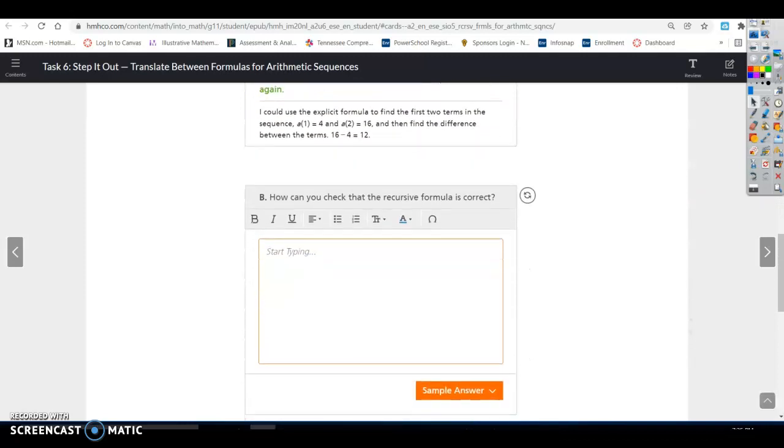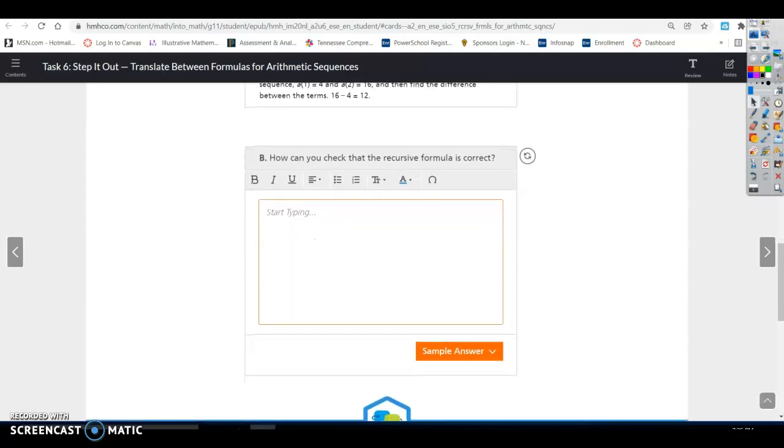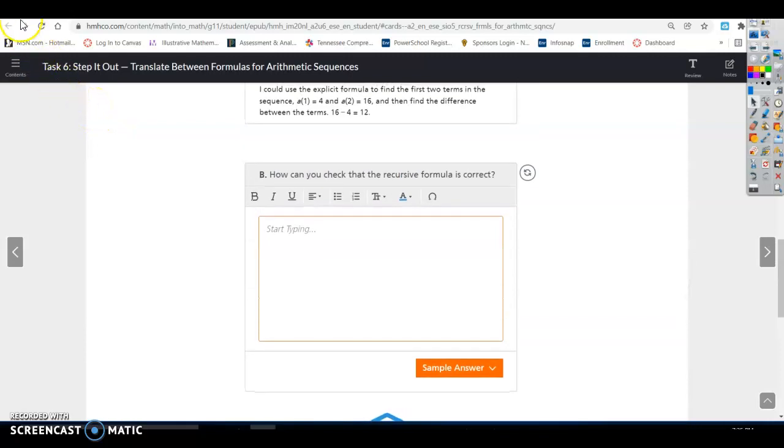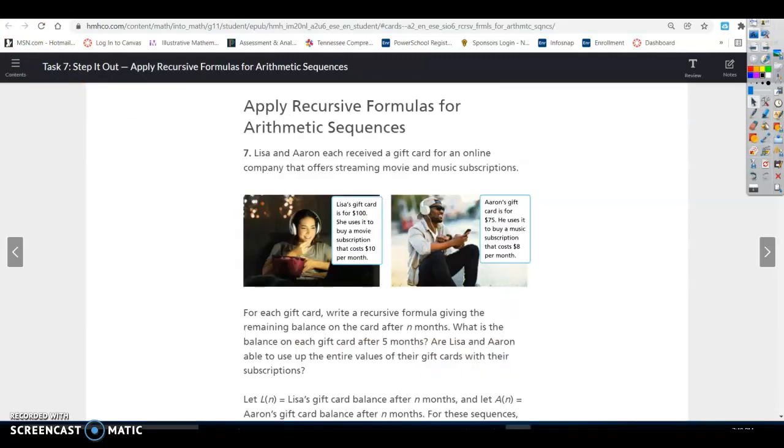All right, how can you check that the recursive formula is correct? Well, you can use the formula to plug in n equals 1, 2, 3, 4, use so many terms and see that the sequence matches the other formula. All right, so that is all for task 6. If you have any questions, let me know.